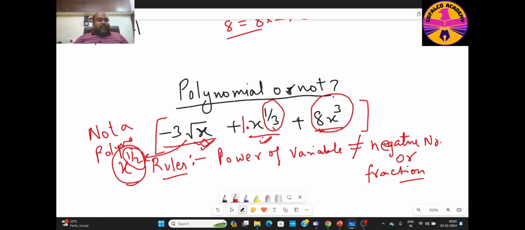So the thing to remember here is that the power of the variable cannot be a negative number. So I cannot go and have something like 8x to the power minus 3, which means it is 8 by x cube. This is not a polynomial. 8 by x cube, this is not a polynomial, right? I hope this is clear now.